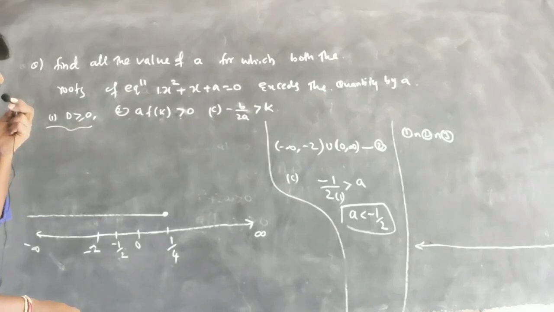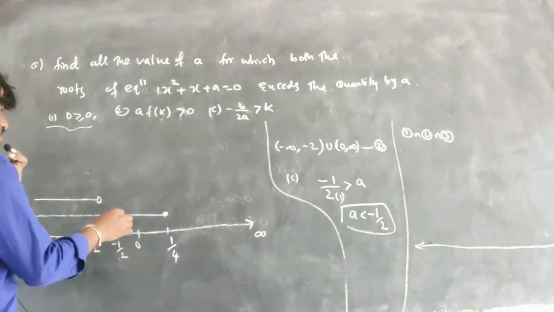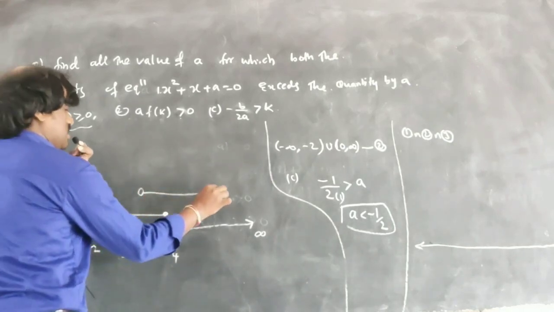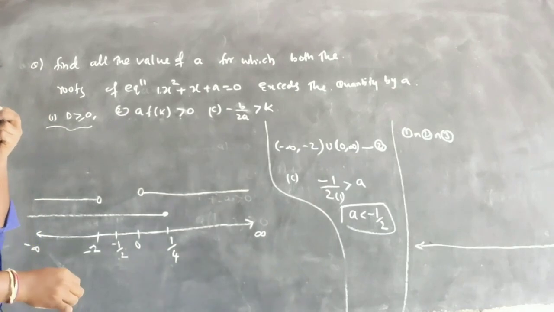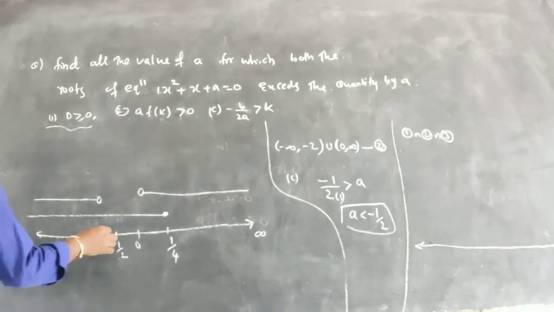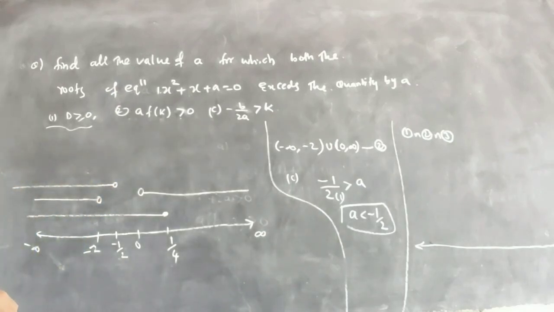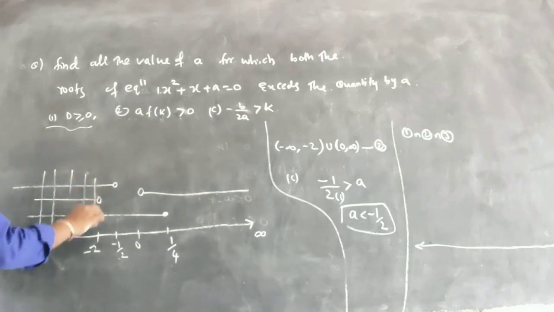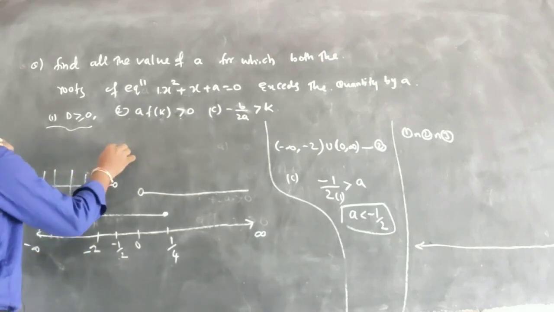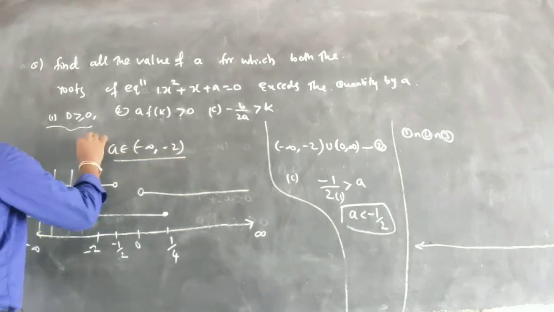The second answer is minus infinity to minus 2, which is open, and 0 to infinity. This is case number 2. And what is case number 3? Case number 3 is a less than minus half. Minus half is here. Where are all three intersecting? This is the place, till minus 2. So a belongs to minus infinity to minus 2, which is your final answer.